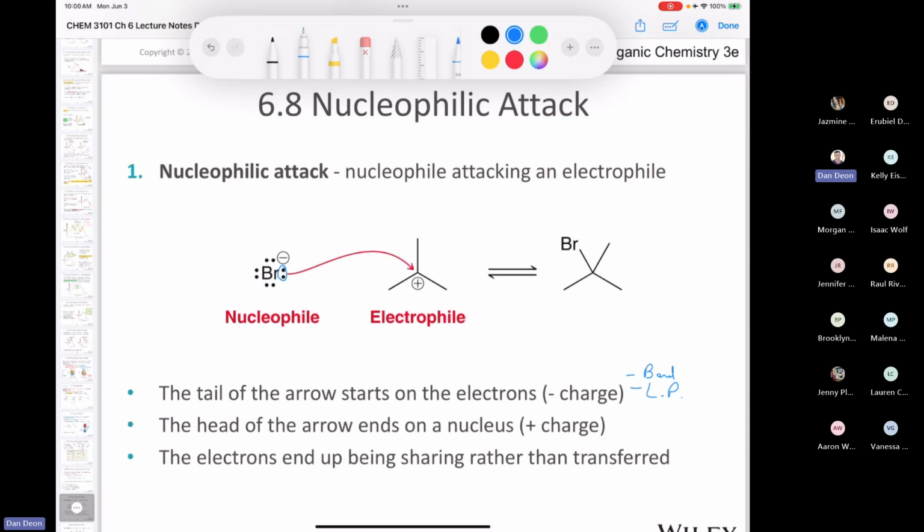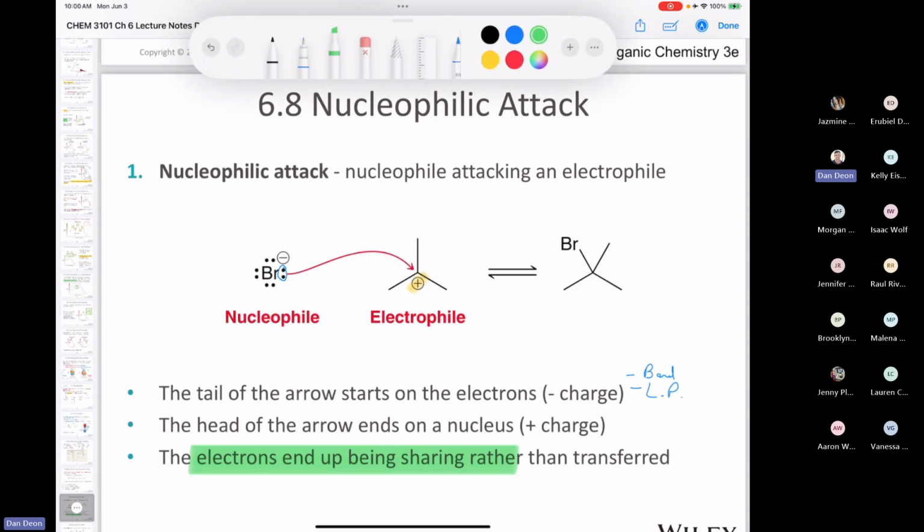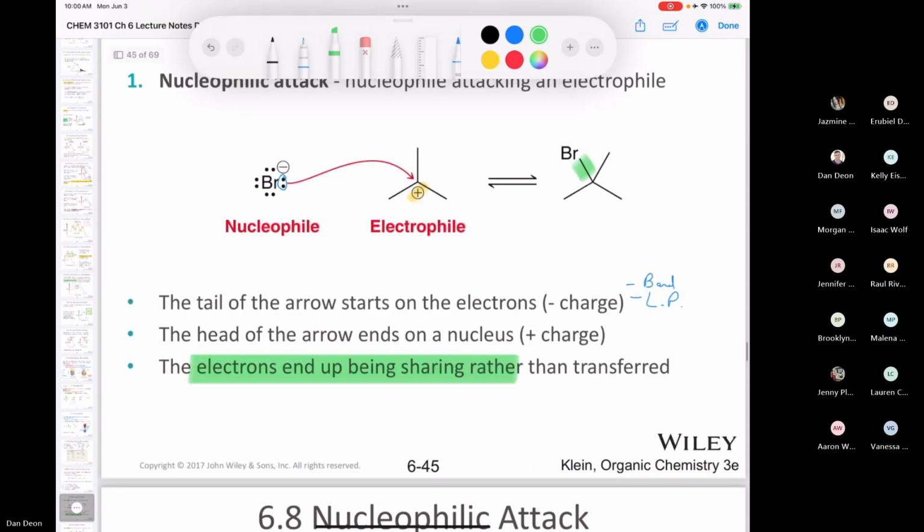You can tell that this is the carbon it has to end up on because that's where the bond forms, and that's where the positive charge is. So then the electrons end up being shared. It says here electrons end up being shared, and these are the electrons being shared right here. The bond that I highlighted in green is the bond that was formed. So for a nucleophilic attack, what do we need? We need a nucleophile, and then we need an electrophile.